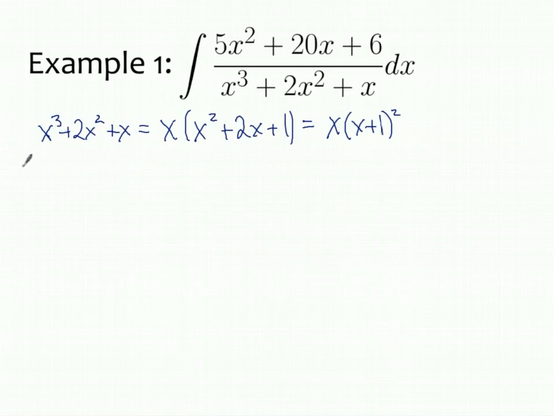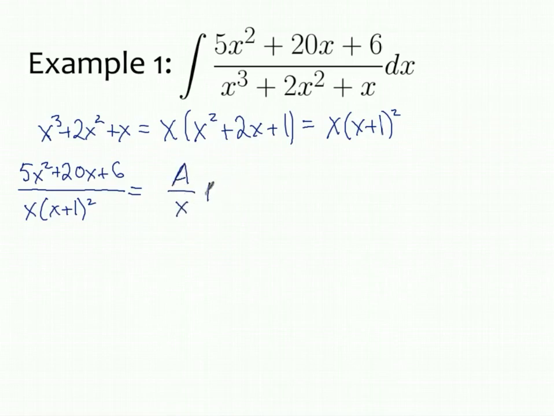And my expression then is going to be 5x squared plus 20x plus 6 over x times (x plus 1) squared, and that breaks down into A over x, plus B over x plus 1. Because this has multiplicity 2, we also have C over the quantity (x plus 1) squared.